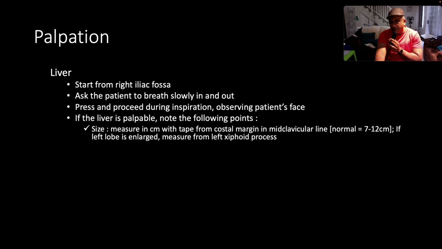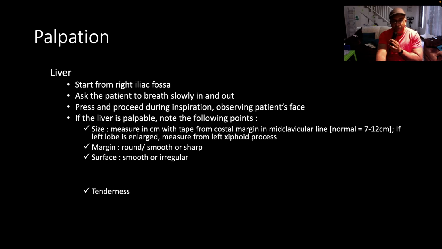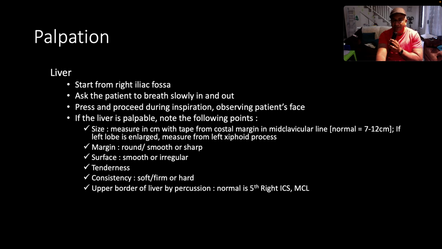If the liver is palpable, you want to note the following points. Firstly, size. So you measure in centimeters with the tape from the costal margin at the midclavicular line, right? Basically, normal liver span, I beg your pardon, is 7 to 12 centimeters. If the left lobe is enlarged, measure from the xiphoid process. Margin should be round, smooth, or sharp. The surface, whether it's smooth or irregular, the tenderness, the consistency in terms of whether it's soft, firm, or hard.